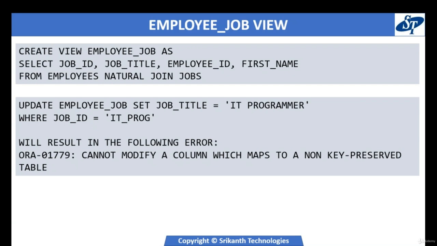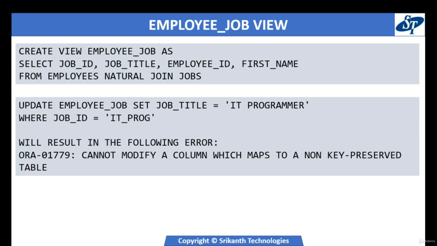So if you take this particular example, employees and jobs are the base tables, and employees table's primary key, that is employee ID, is still unique here. But job ID, which is the primary key of a jobs table, is no longer unique because there might be multiple employees belonging to the same job. So job ID is repeated in this view. So we can say employees is the key preserved table for employee job, and jobs is not a key preserved table.